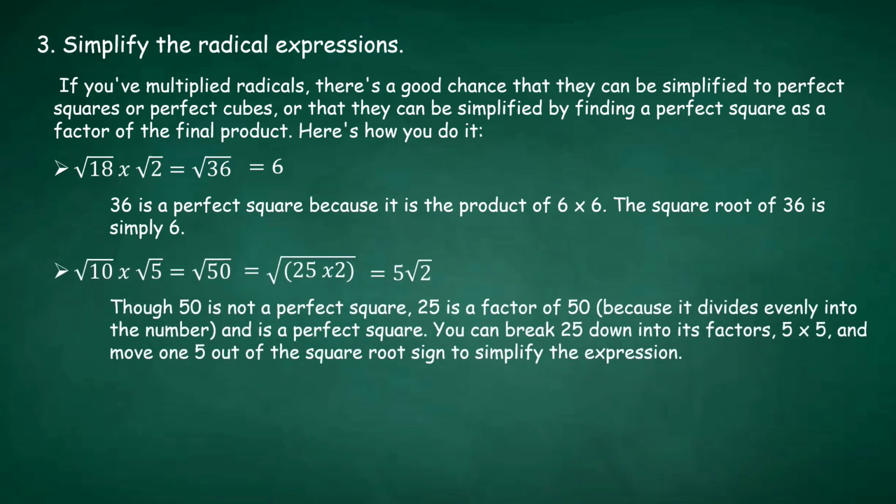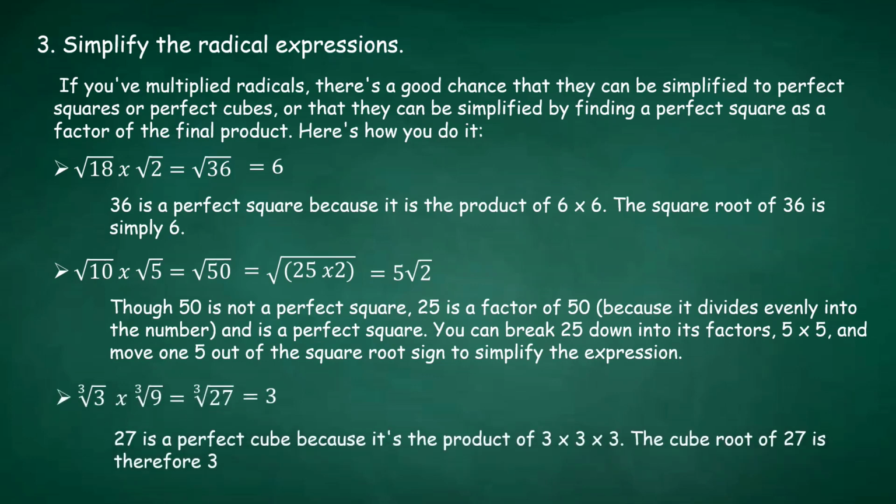Though 50 is not a perfect square, 25 is a factor of 50 because it divides evenly into the number and is a perfect square. You can break 25 down into its factors, 5 times 5, and move one 5 out of the square root sign to simplify the expression. 27 is a perfect cube because it's the product of 3 times 3 times 3. The cube root of 27 is therefore 3.